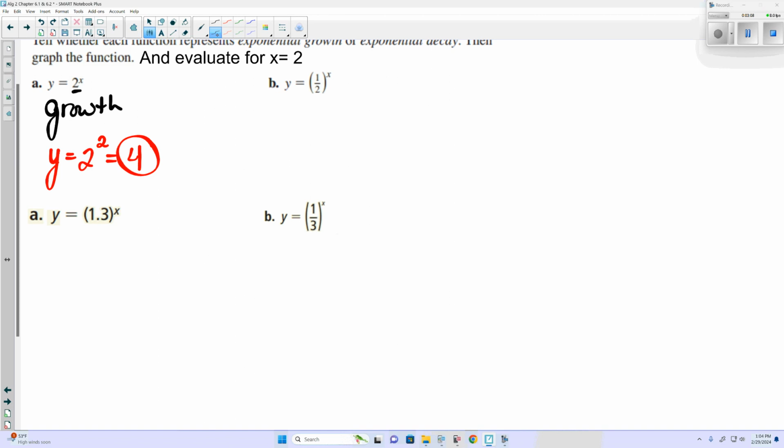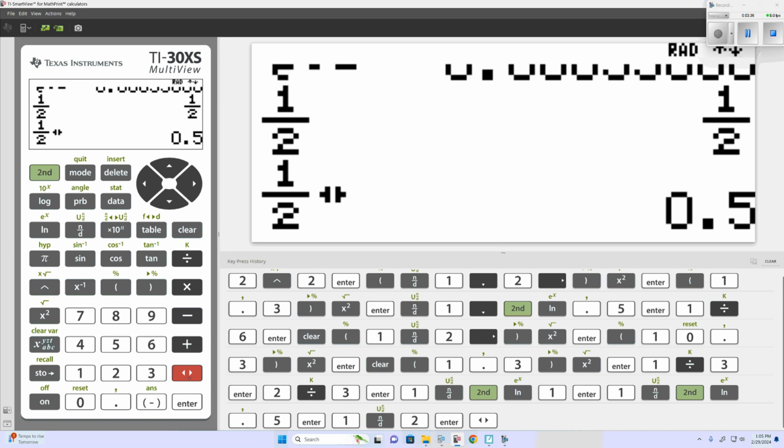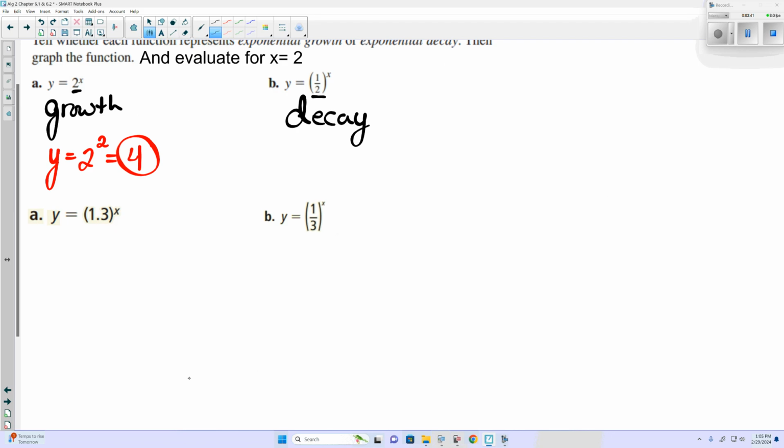Let's look at b. y equals 1/2 to the x. Would this be growth or decay? It would be decay, because our base value is 1/2. It's between 0 and 1. Any questions on this here? Now, if you're not sure, especially with fractions, I can convert 1/2 to a decimal, which is 0.5. 0.5 is between 0 and 1. So it's decay.